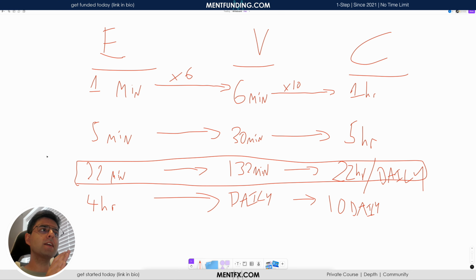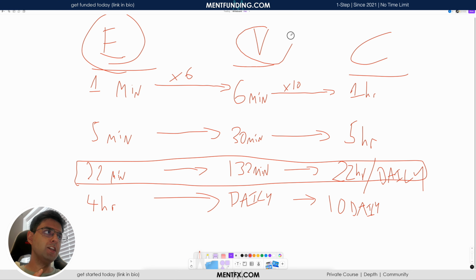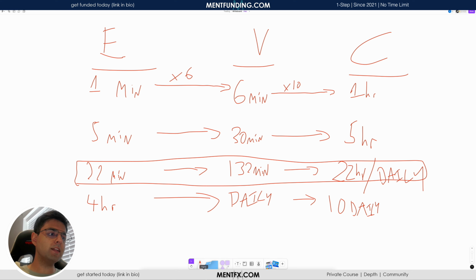However, when you're using EVC, when you're creating your EVC, you start off by looking at E and you think of, right, well, how can I use my entry time frame to identify a validation time frame and a contextual time frame? And then when you're in the real trading conditions, you're basically starting the other way around.